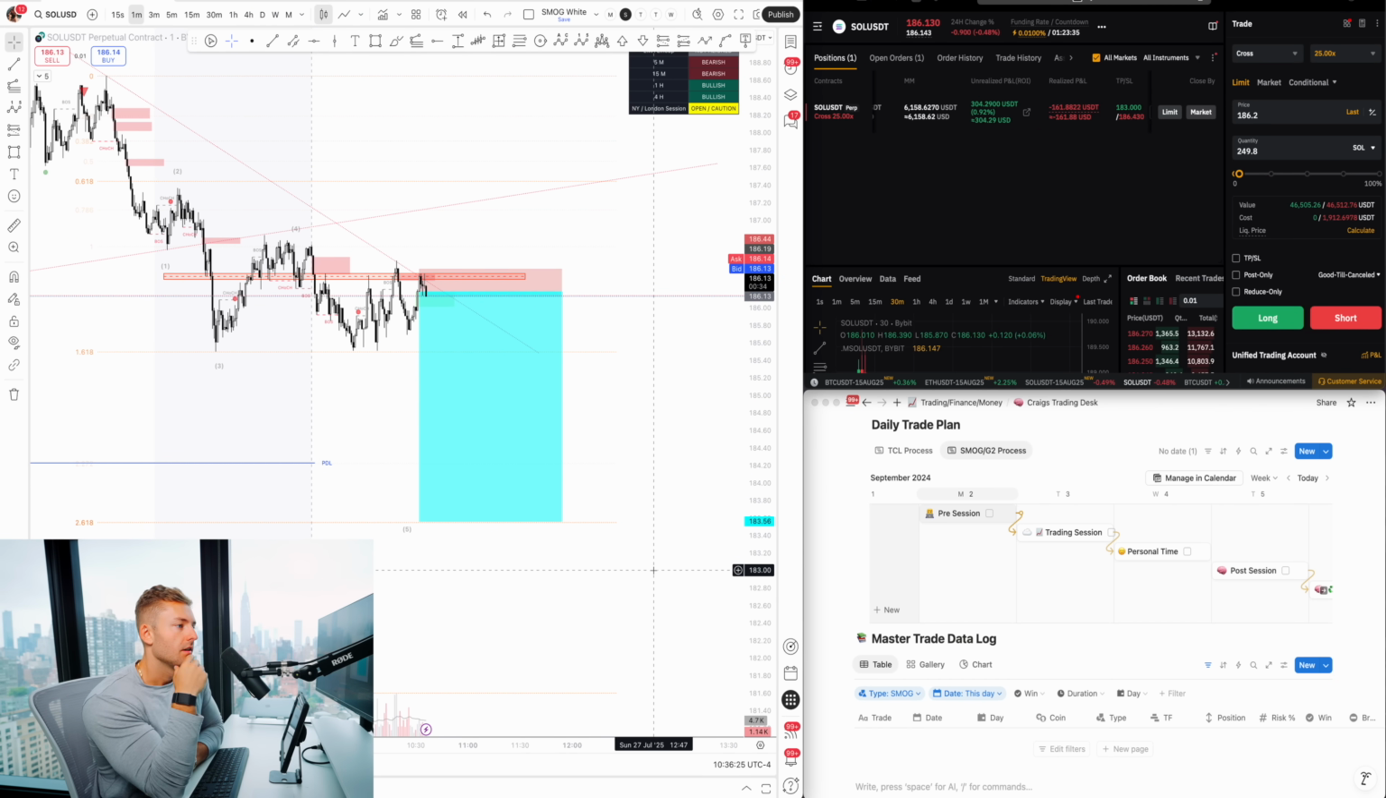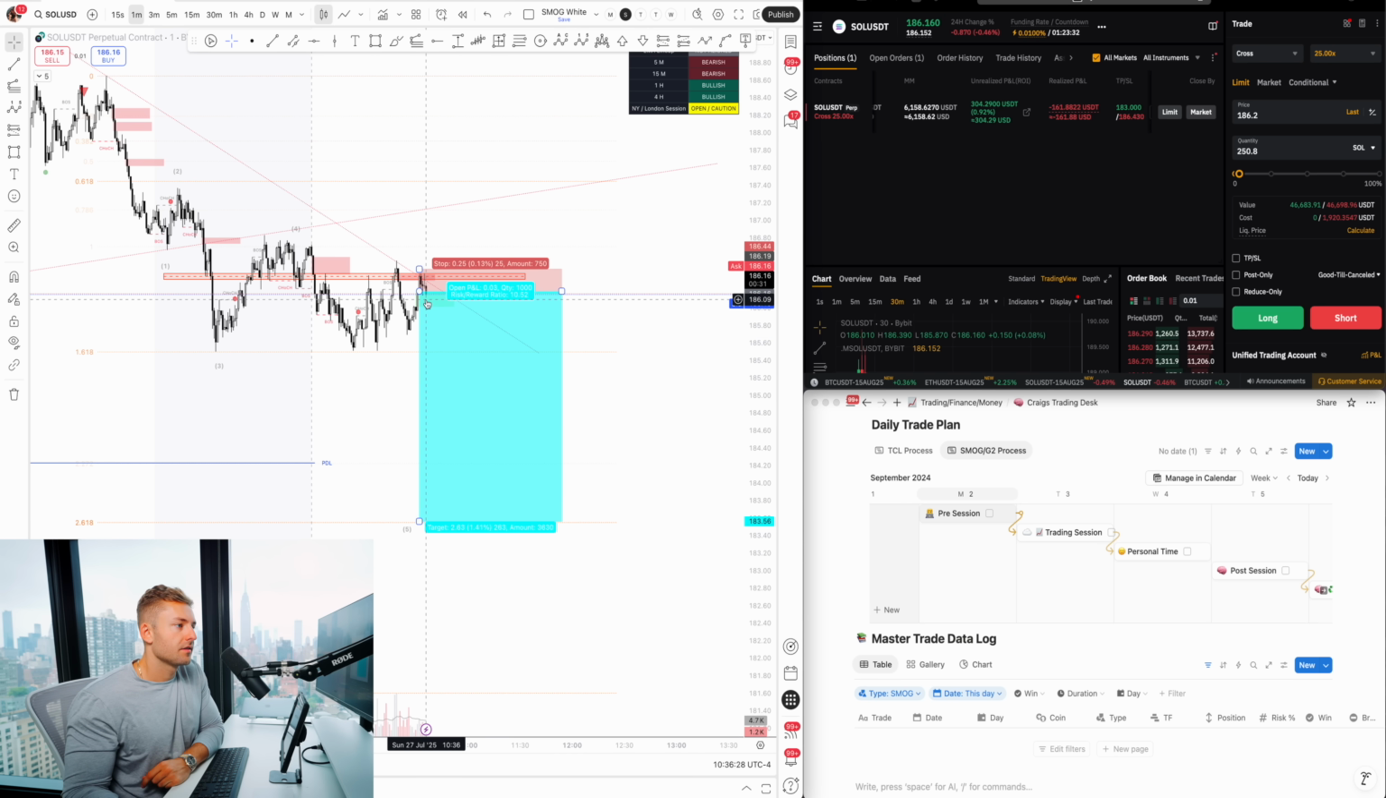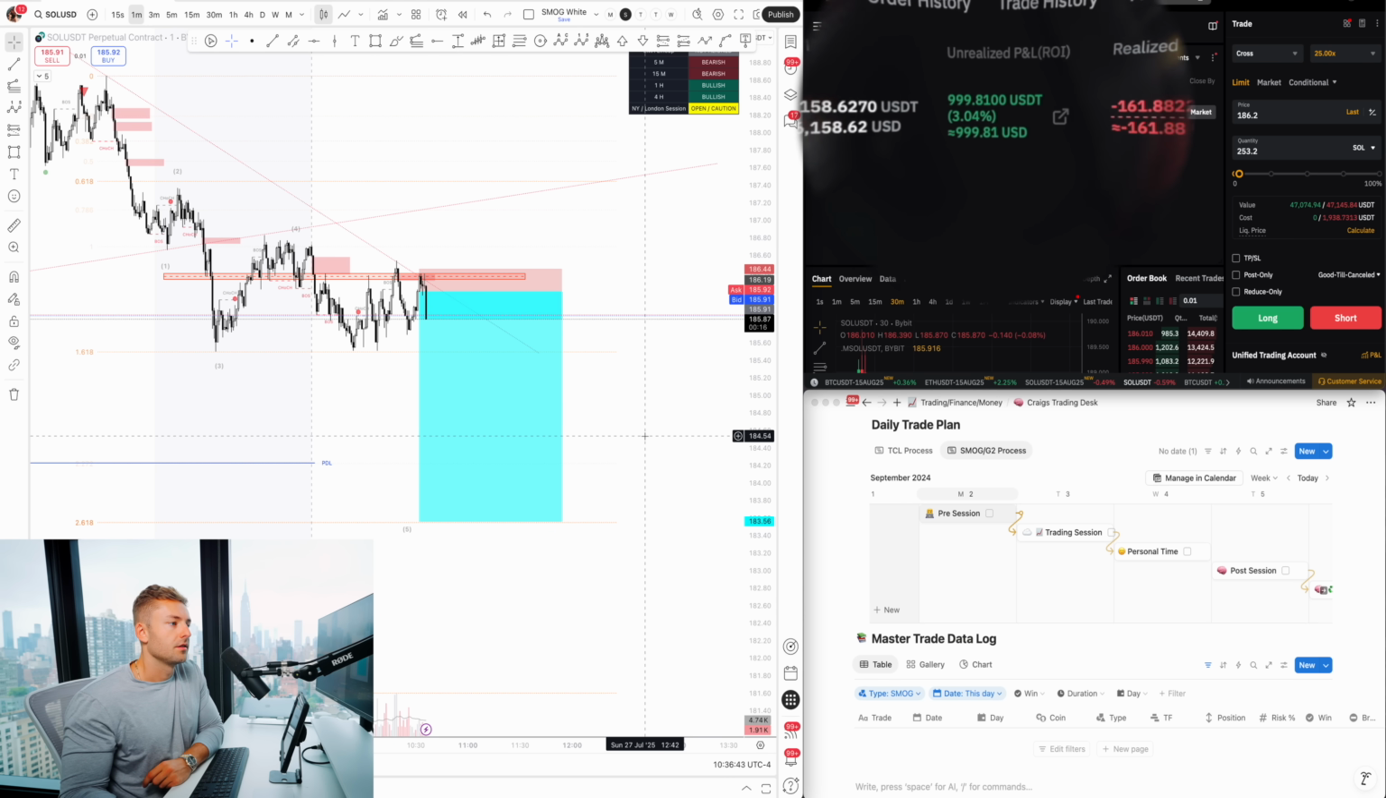Starting to get a flip now. Just need to see this level break. If this breaks, we're in good shape. I always want to see this level retested. Initial response good. We're up 1,000. This is the push that we need.